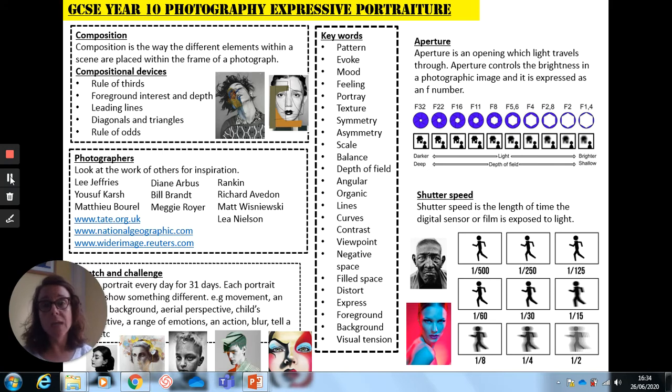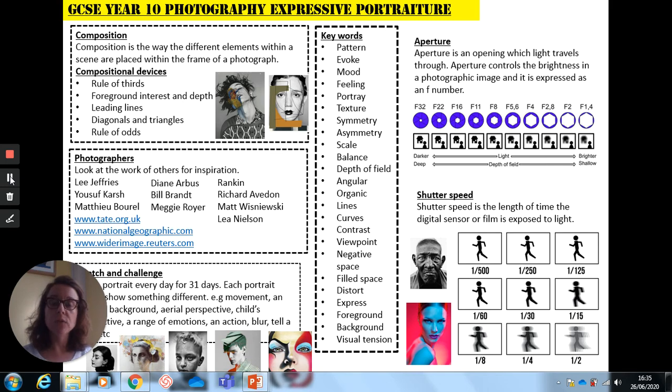Now, there are some key elements that you have learned already about composition, things like rule of thirds, the different compositional devices, foreground interests and depth, leading lines, those kind of things. Now, if you can't totally remember what they are, please refresh your memory and have a look on the internet, have a look on GCSE Bitesize, have a look on michaelthementor.com, and really refresh that knowledge. There's a lot of key words on here, so when you're writing and annotating to describe what you've done with your photography, you can include some of these words, and they're very descriptive words.